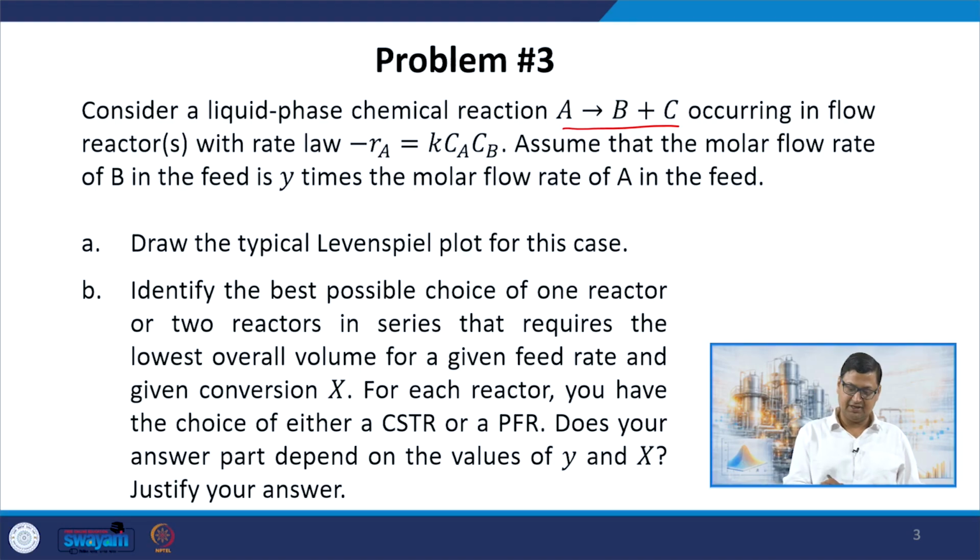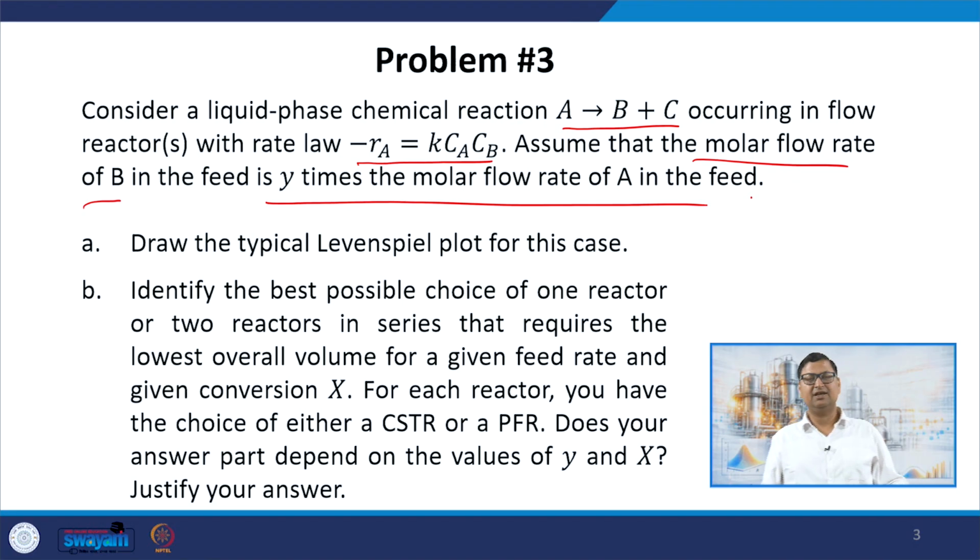It is A to B plus C. It is happening in a flow reactor that has a given rate law for this reaction, that is, a second order rate law. And let us assume that the molar flow rate of B is Y times the molar flow rate of A in the feed. Essentially what we are saying, in the language that we used in stoichiometry, is that theta B, for the flow reactor, the ratio of FB naught by FA naught, is equal to Y in this case.